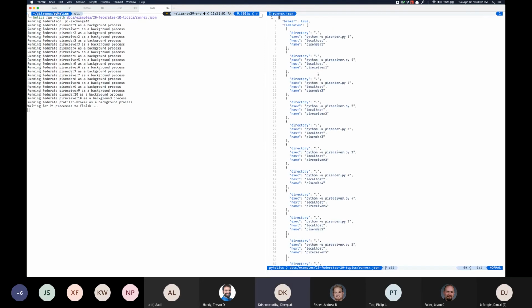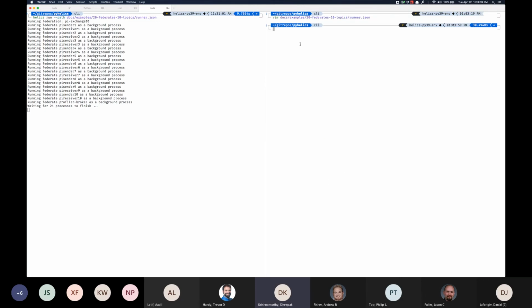So this is essentially a list that contains the command that you want to execute as part of the exe value in this JSON object. And every JSON object represents one of the processes. So in this case, I have 20 processes. There is a sender and a receiver duplicated 10 times. This takes a few minutes to run, so I have already run this before.